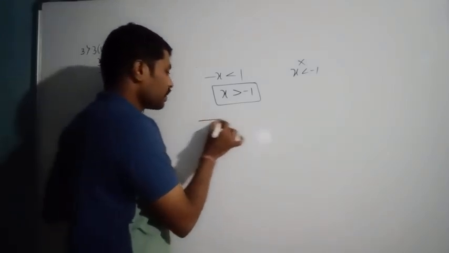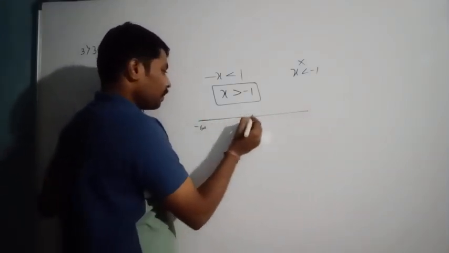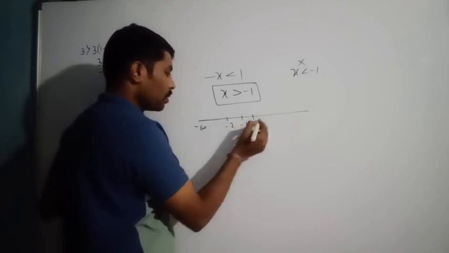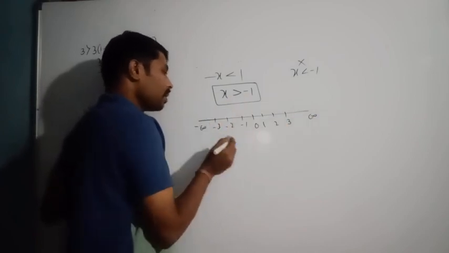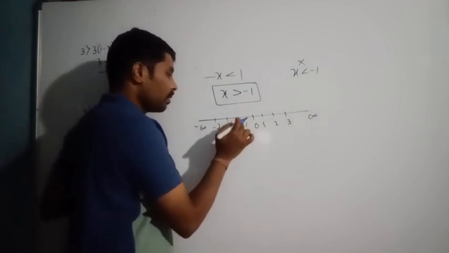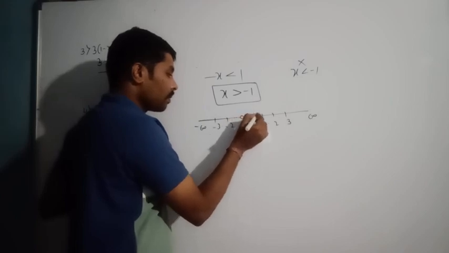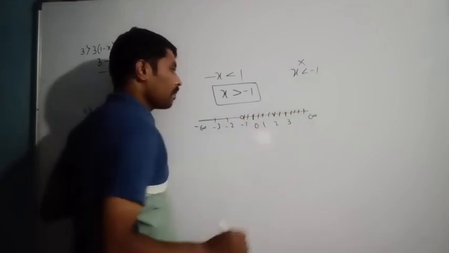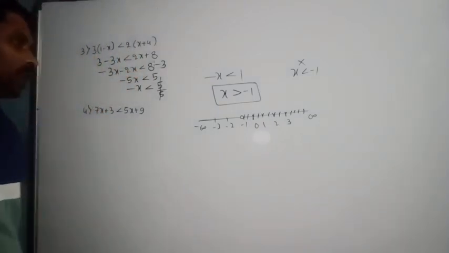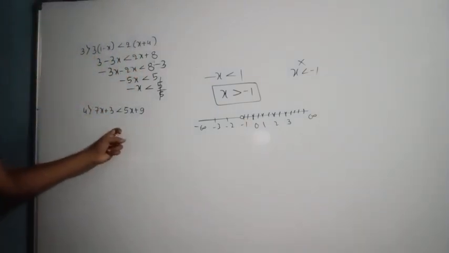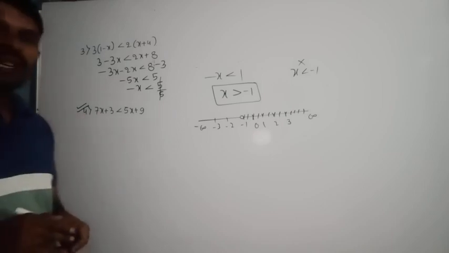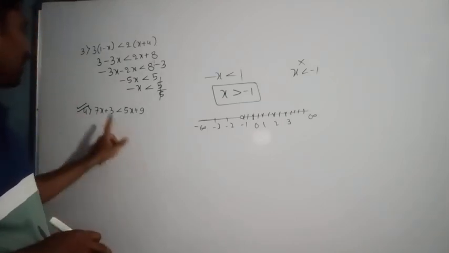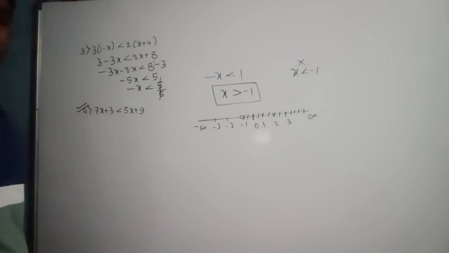So now mark this. 0, minus 1, minus 2, 1, 2, 3, infinity. So greater than minus 1 is not included. Open circle. खेल खत्म. Understood? Same. Can you try this? You people do this and let me know the answer in the comment box. Same question, same process.